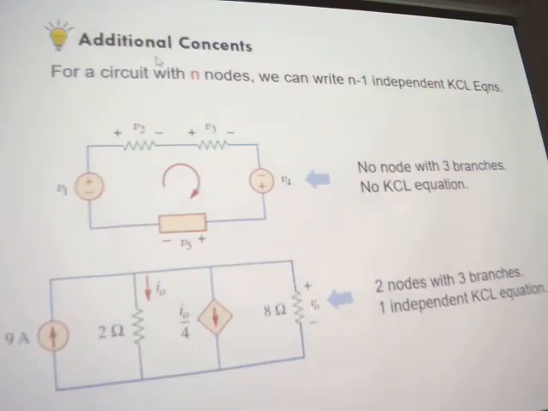Okay, additional contents. For a circuit with n nodes, we can write n minus 1 independent KCL equations. That is the thing we need to remember. Let's look at this figure. How many nodes do we have? Sorry, 1, 2. Okay, for this one, we can say we have no node with three branches. So for one definition of node, we can say it is no independent node here.